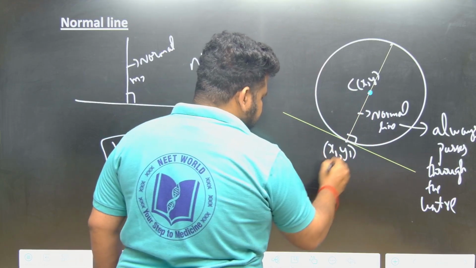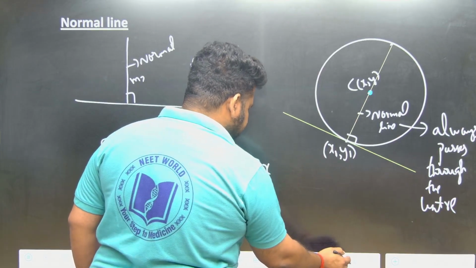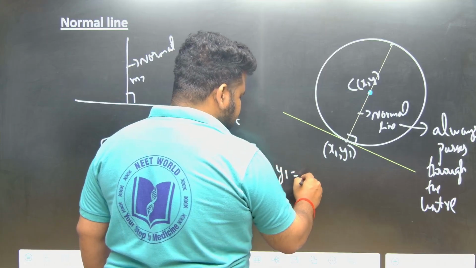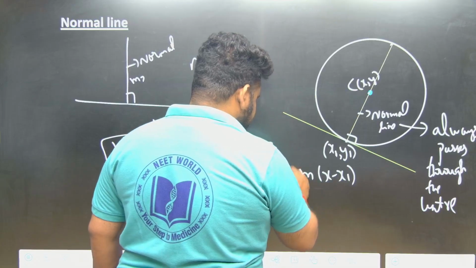This is (x1, y1). You have the two-point form, which you will write as: y minus y1 will be equal to slope times x minus x1. Slope times x minus x1.